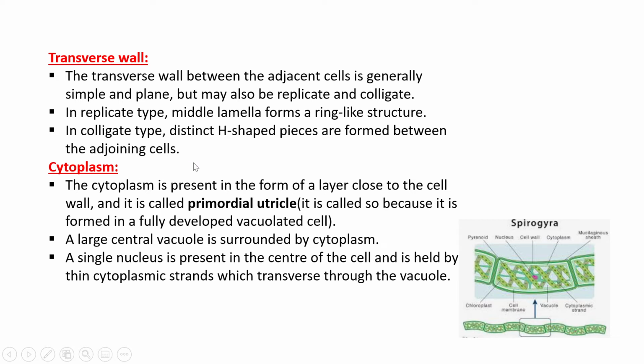Then we will move on to the cytoplasm of the Spirogyra thallus. This is the cytoplasm we can see here in this picture. The cytoplasm is present in the form of a layer close to the cell wall. Here, this is the cell wall and the cytoplasm is present close to the cell wall. It is called primordial utricle because it is formed in a fully developed vacuolated cell. A large central vacuole is surrounded by cytoplasm. A single nucleus is present in the center of the cell and is held by thin cytoplasmic strands which traverse through the vacuole.